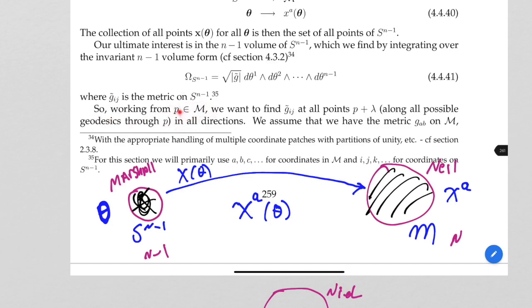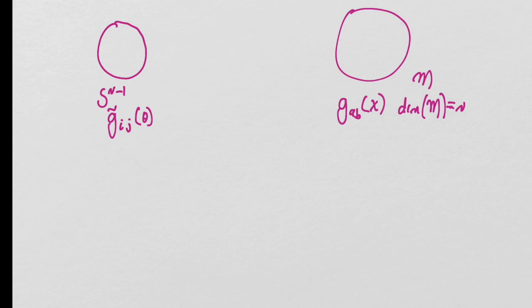So working from an element of our underlying manifold, we want to find the metric at all points P plus lambda in all possible directions. So what are they saying there? First they said G tilde ij is the metric on S minus 1, and we assume we have a metric Gab on M. Okay, so that's pretty important. Let's work that up. All right, so the basic setup: S n minus 1, M, the dimensionality of M is N, the dimensionality of this is obviously N minus 1.